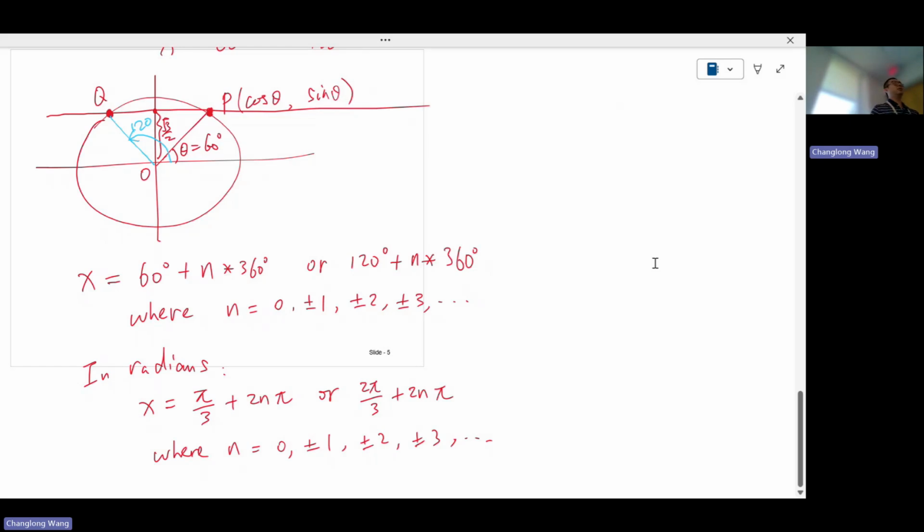If you're already ready, you already start to appreciate the unit circle, the infinite possible solutions. I'll be happy if you can do that now, right? Anyway.